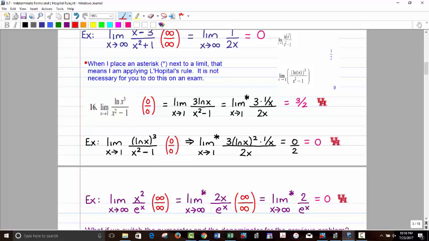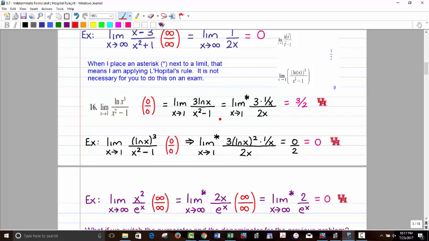Now the next example looks similar, but it's not the same. Because this one, you cannot bring the 3 down. The 3 has to stay there. So it's a good review of how to use natural log properties. When the natural log itself is cubed, you cannot bring the exponent down. Alrighty, so that's still 0 over 0 though. If you put 1 in there, you're going to get 0.